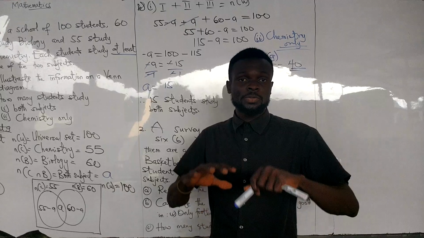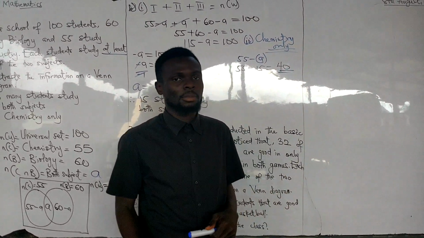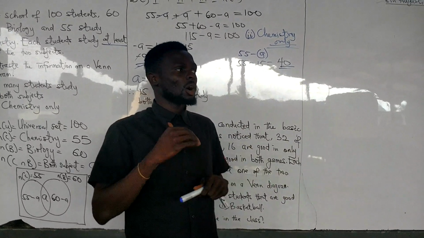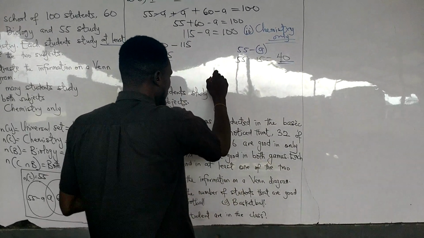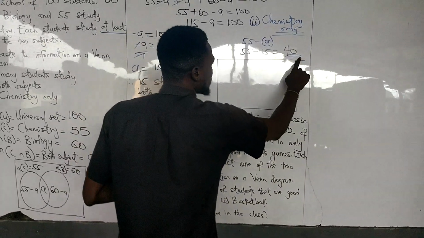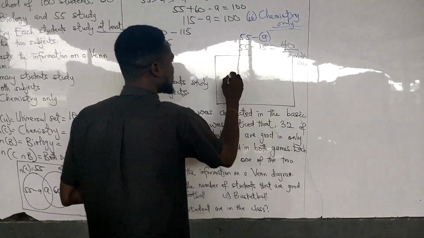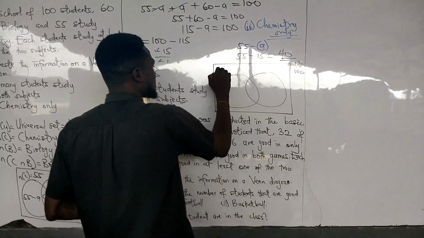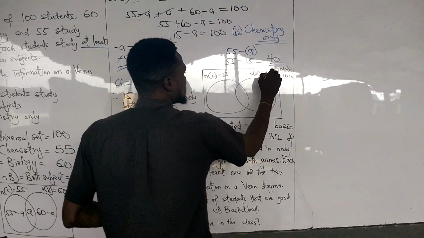Most of the times when you finish solving, you have to redraw the diagram so that we will illustrate or represent them with their right values. So let me use this portion to redraw that. So we have here this as our universal set, 100, our first circle, second one. So we have this as number of C as 55, the number of B as 60.